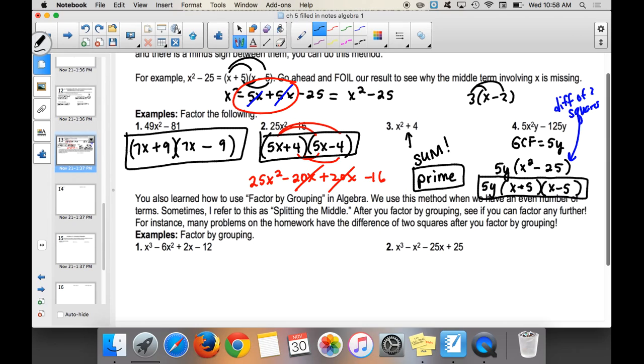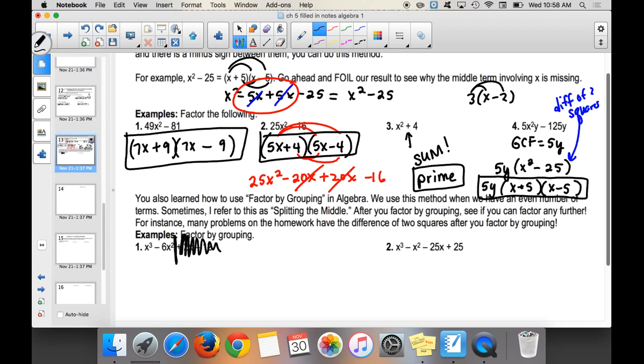So what are we going to do? We're going to split it right down the middle. And I'm going to go right in front of that sign there. So I went right in front of the plus. And I'm going to ignore that 2x minus 12 right now. So don't cross it out, but I'm going to say, okay, I'm ignoring that part right now. Then I do the GCF method. So with x cubed minus 6x squared, what do I have in common? What's the GCF?